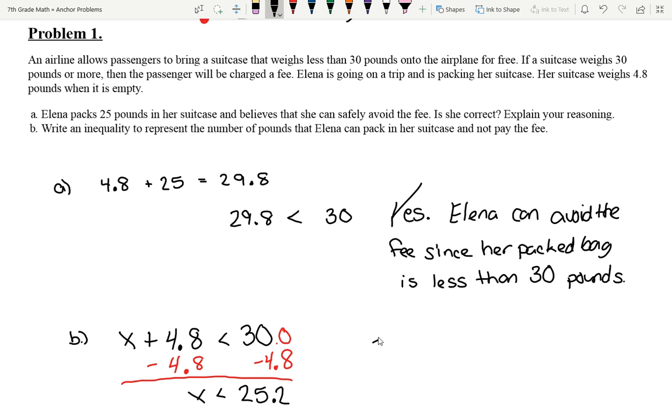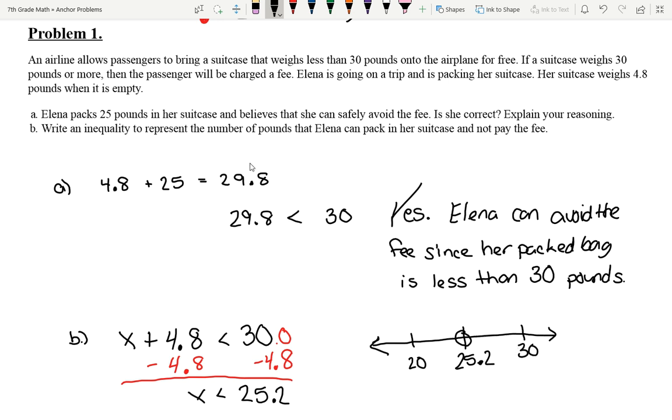Now, to graph this, I know it did not ask for a graph necessarily, but just to get a little bit of extra practice in here, the way I like to graph is I draw a number line, put a line in the middle-ish, put a circle, and label it with the number I solved for. So in this case, 25 2/10. I like to pick a number smaller, like 20. I like to pick a number bigger, like 30.